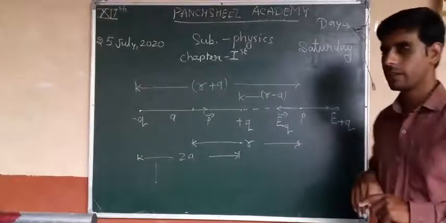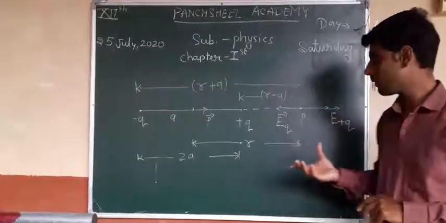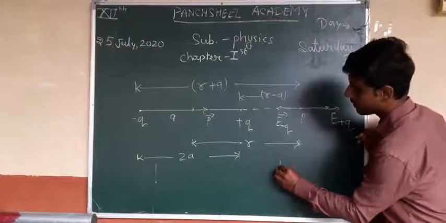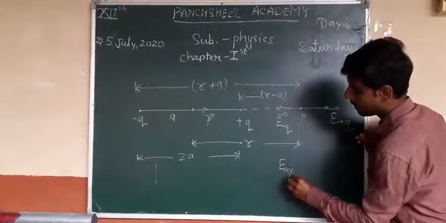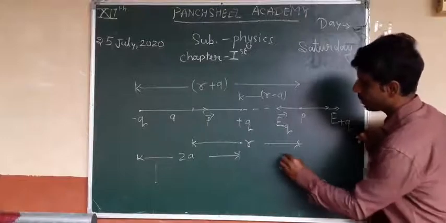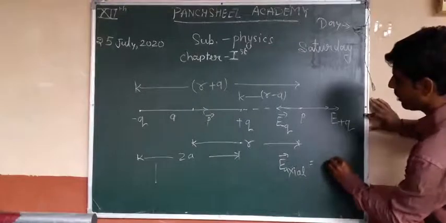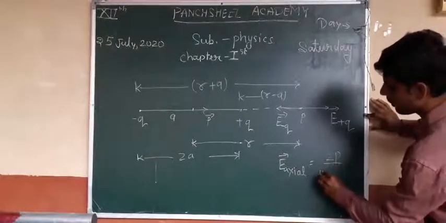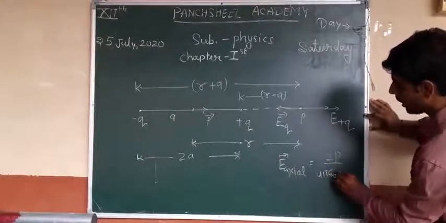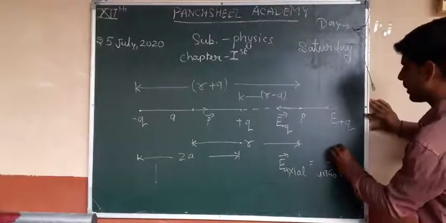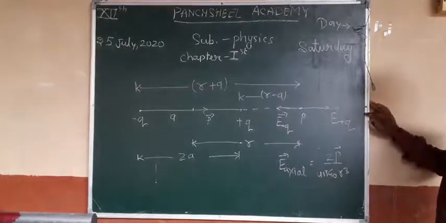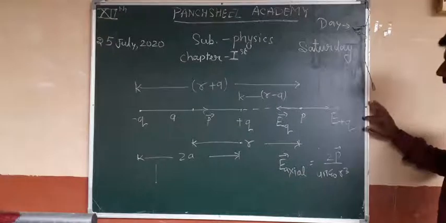So we derived a formula for the electric field at the axial point: E axial equal to 2p upon 4 pi epsilon naught r cube. This is the value of electric field at the axial position. And what about the direction of electric field?